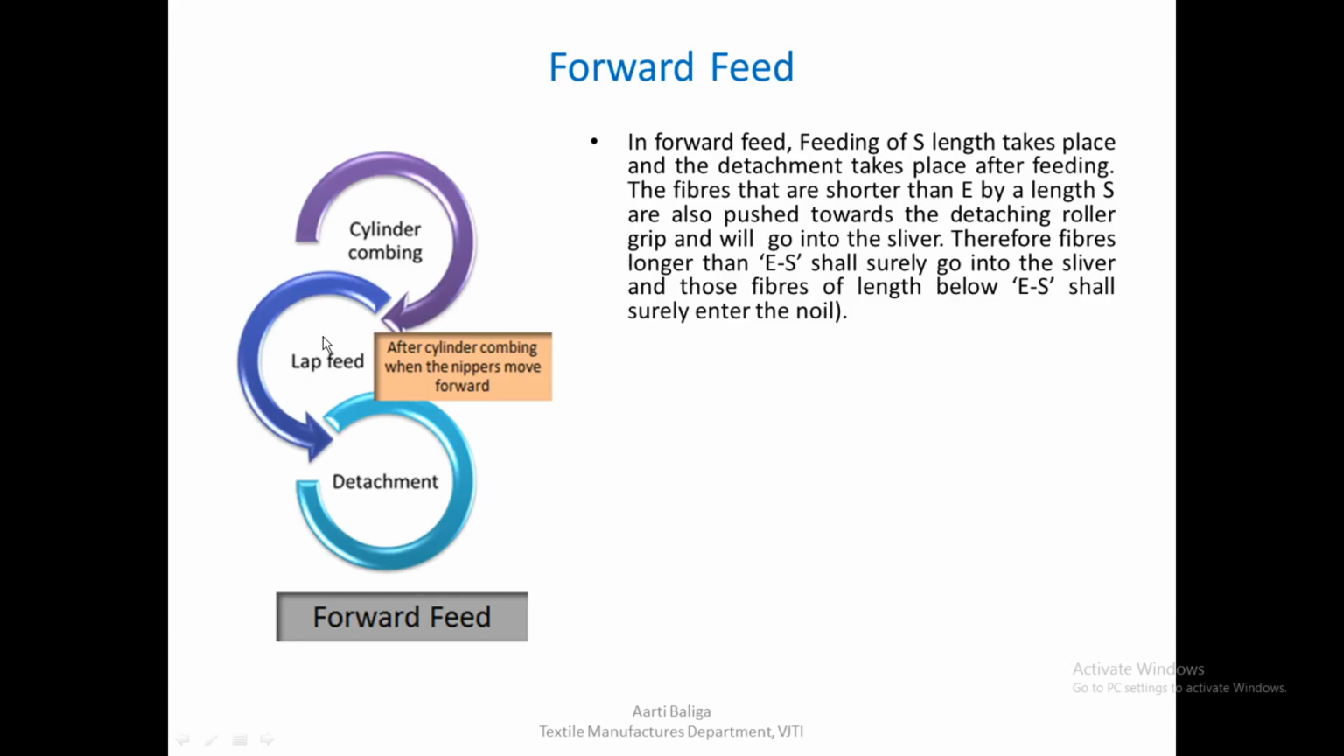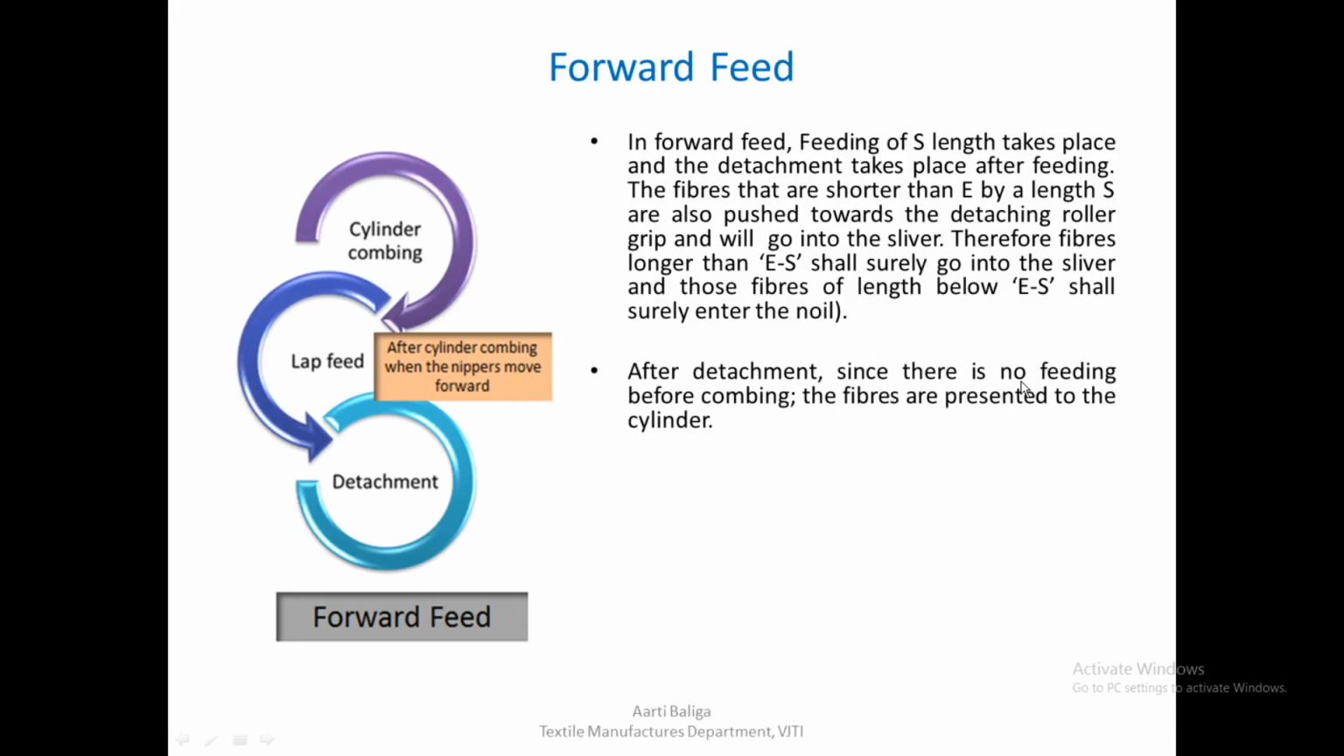Since lap feeding is happening before detachment, we observe that whatever fiber length is coming out of the nippers will help to push even shorter fibers, which are shorter than E, towards the detaching roller grip. Therefore, fibers which are shorter than E by an extent of E minus S, all these fibers will land up in the sliver. Therefore fibers longer than E minus S shall surely go into the sliver, and those fibers of length below E minus S shall surely enter the Noil. So this is the situation during detachment.